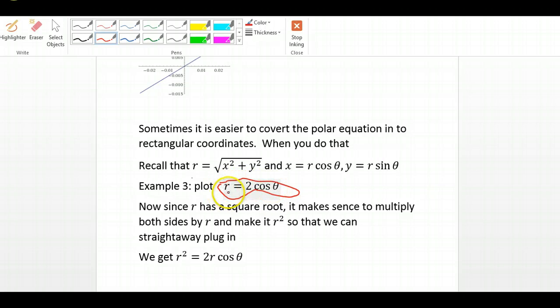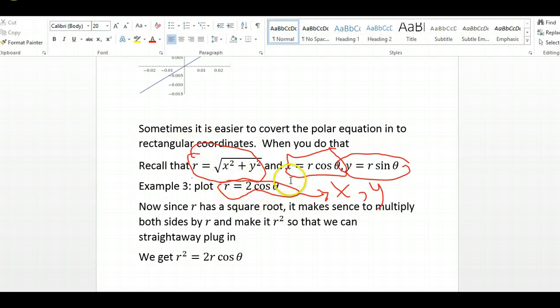Right. Now when you want to make the conversion, remember that r is equal to the square root of x squared plus y squared, and x is equal to r cosine theta, and y is equal to r sine theta. These things will help you to convert this into x and y. You need this in x and y. So how do you convert this into x and y? That's the next question.